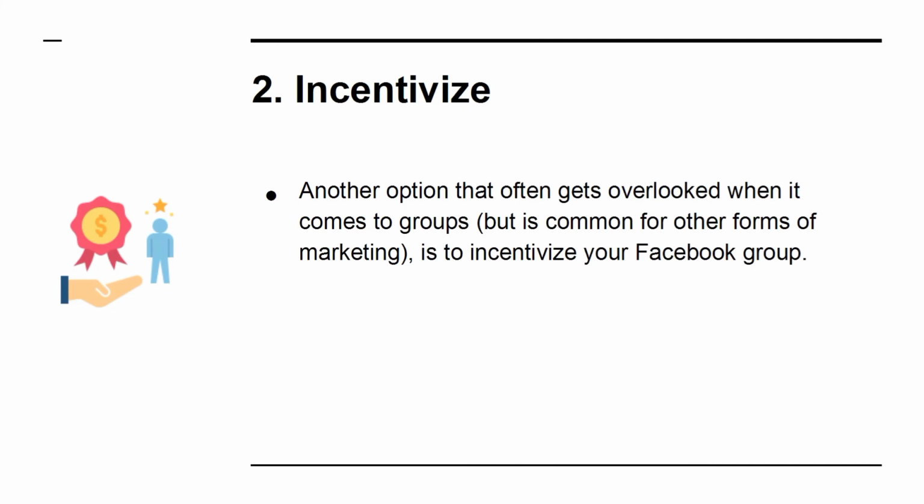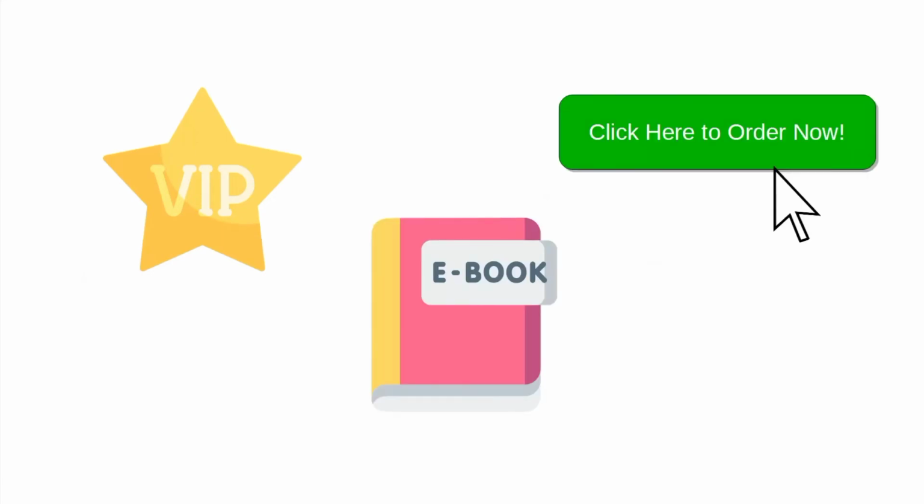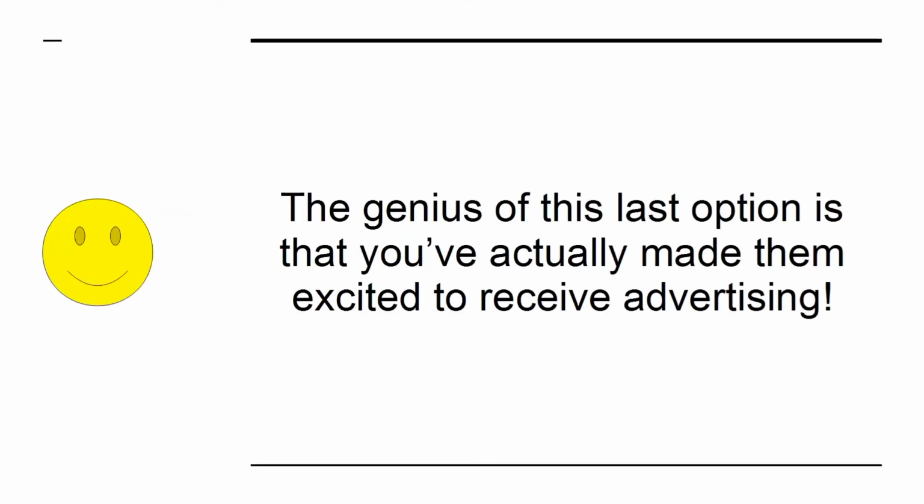2. Incentivize. Another option that often gets overlooked when it comes to groups, but is common for other forms of marketing, is to incentivize your Facebook group. This means giving people a reason to sign up other than signing up for its own sake. For example, you might offer to give your new members some kind of exclusive content. You might provide a free ebook, or you might give them privileged access to your order form before anyone else when you announce your next new product. The genius of this last option is that you've actually made them excited to receive advertising.